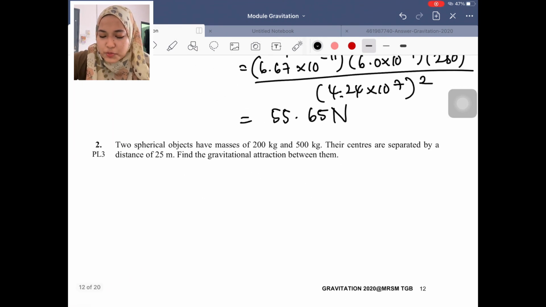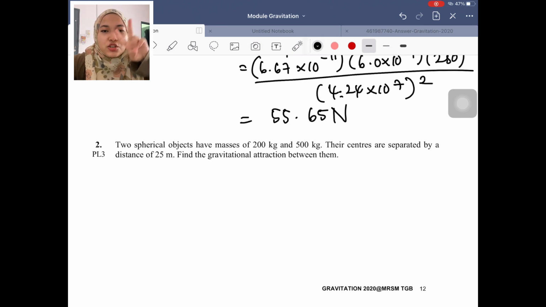Okay, so next, question number 2. Okay, so two spherical objects have mass of 200 kilogram and 500 kilogram. So their center are separated by a distance of 25 meters. So find the gravitational attraction between them. Okay, so both of these mass object have on the surface of the Earth.